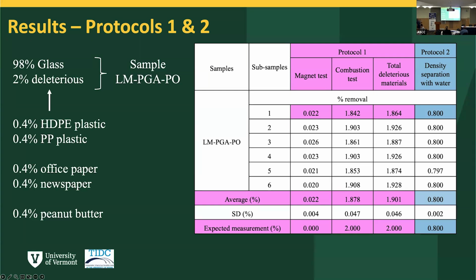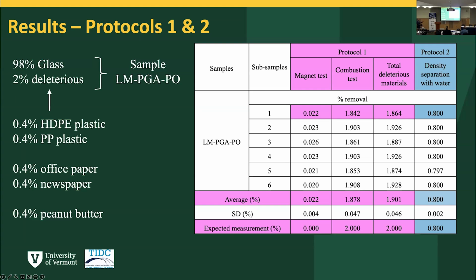The first one has 6 samples, right? So please look at the first row of pink numbers. The magnet test gave 0.02% by mass as ferrous metals removed, whereas since we didn't add any metal, we were expecting 0%, which is the bottommost row. So glass has some impurity there. And then we added 2% other stuff, which was all technically combustible, and about 1.9% instead of 2% was detected through that. So the total deleterious material content came out to be about 1.9%, where we had added 2%.